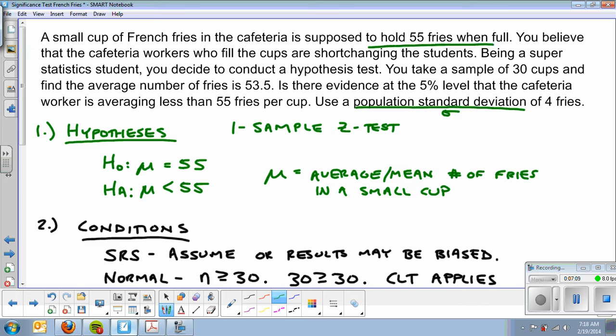Supposed to hold 55 fries. We're testing to see if it's less than 55 fries. So that's a mu. That comes from the population. The average number of fries is 53.5. That's an x bar because that comes from my sample of 30 cups. Now this 5% is the main new thing that we'll deal with towards the end in the conclusion.